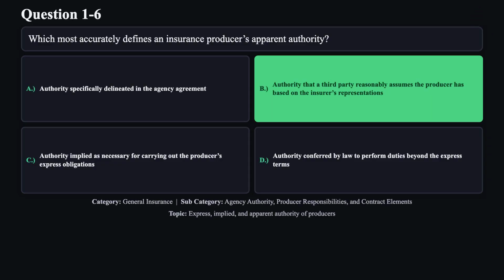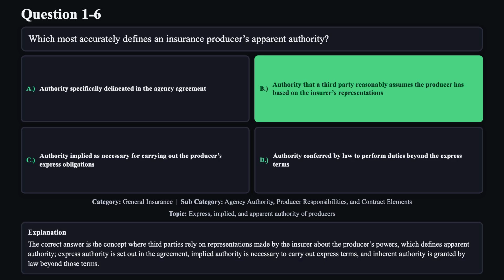The correct answer is B. The correct answer is the concept where third parties rely on representations made by the insurer about the producer's powers, which defines apparent authority. Express authority is set out in the agreement. Implied authority is necessary to carry out express terms, and inherent authority is granted by law beyond those terms.